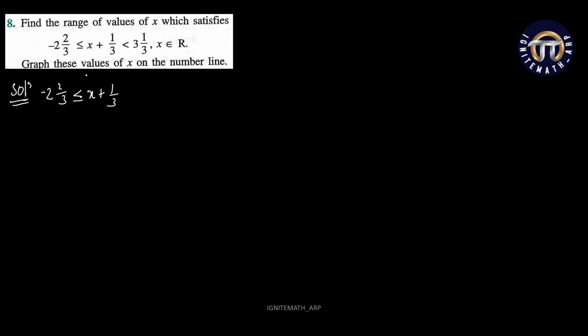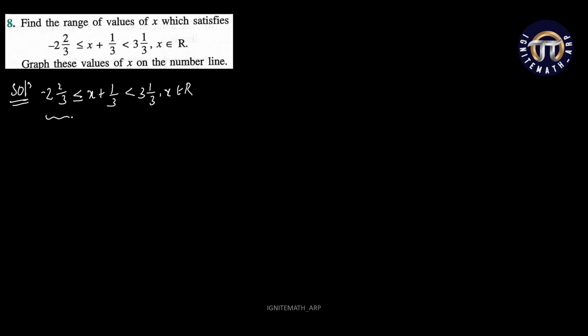Be very careful that you're copying the question correctly. Then 3, 1 by 3, and x belongs to the set of real numbers. See here, they have given you two inequality signs. Whenever two inequality signs are appearing, you need to split it into two different inequations, as I told you earlier.